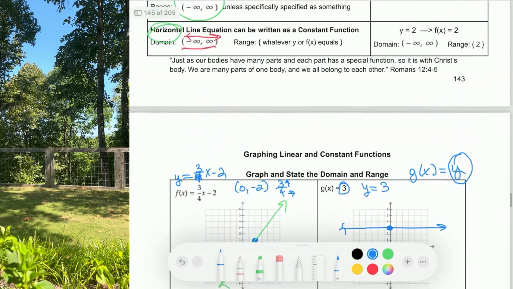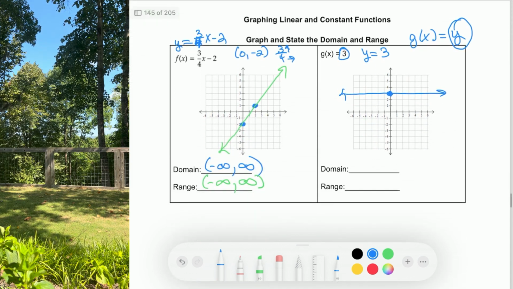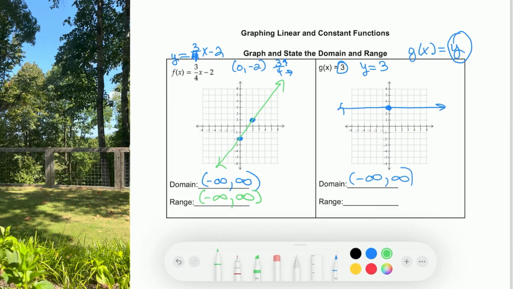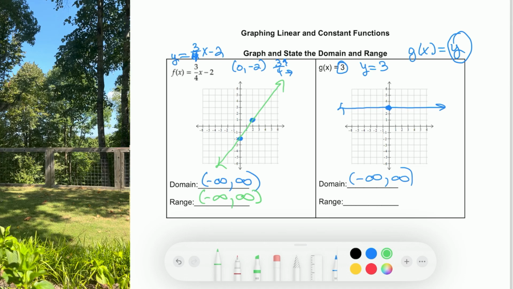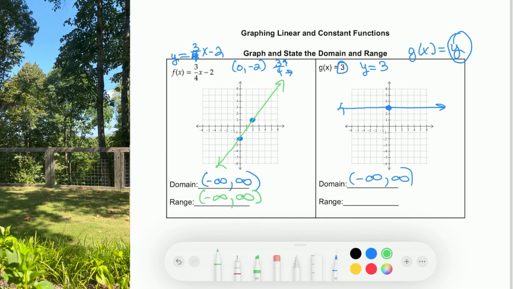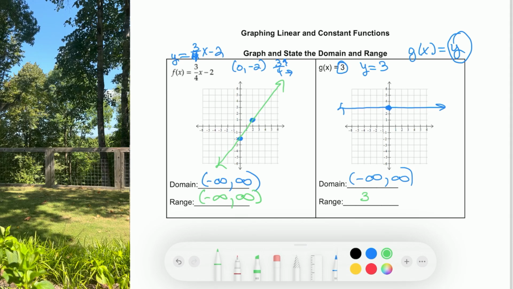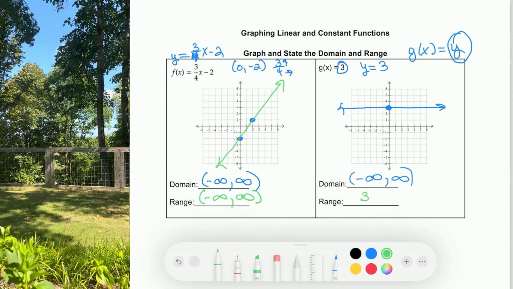Well, again, up here, we learned that if we have a horizontal line, our domain never stops going left and right. But our range was only one number. It was where it crossed the y-axis. It was the value that our y always is with a horizontal line. So the way we're going to write our domain will be negative infinity to positive infinity. Let's talk about our range. Our range is going to be just the number 3. And the reason is because it doesn't change from 3. It doesn't go up, it doesn't go down. It's always 3 for our y value.